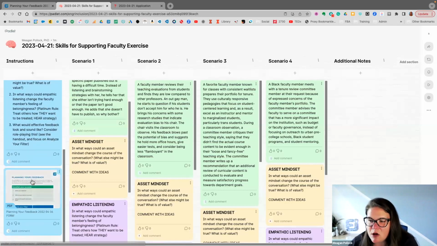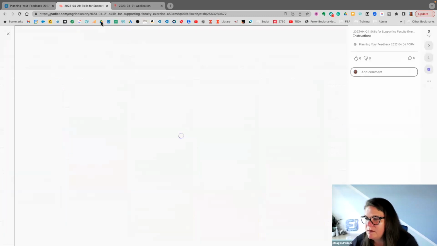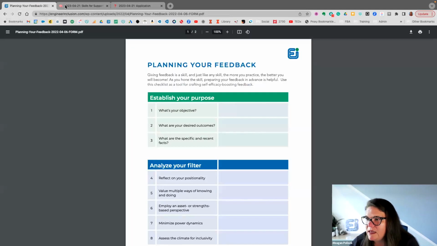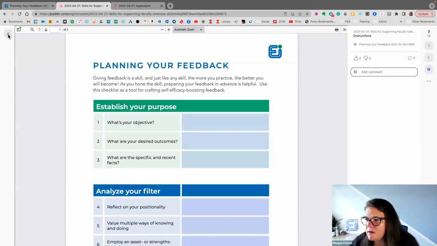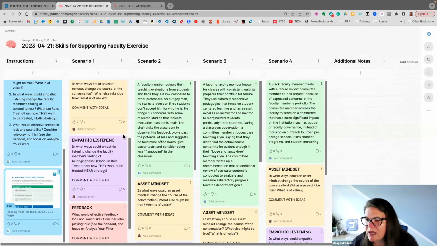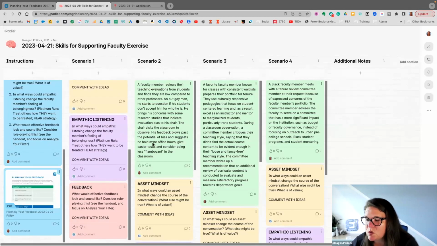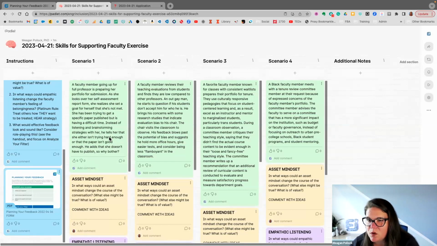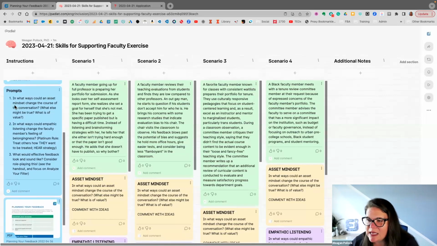The PDF handout on planning your feedback is right here. So if you wanted to open it in your browser, it'll be right there. And then we'll again pull you back. I want to give you, we'll probably start with 20 minutes and then check in with you all. So again, the prompts are, in what ways could an asset mindset change the course of the conversation?